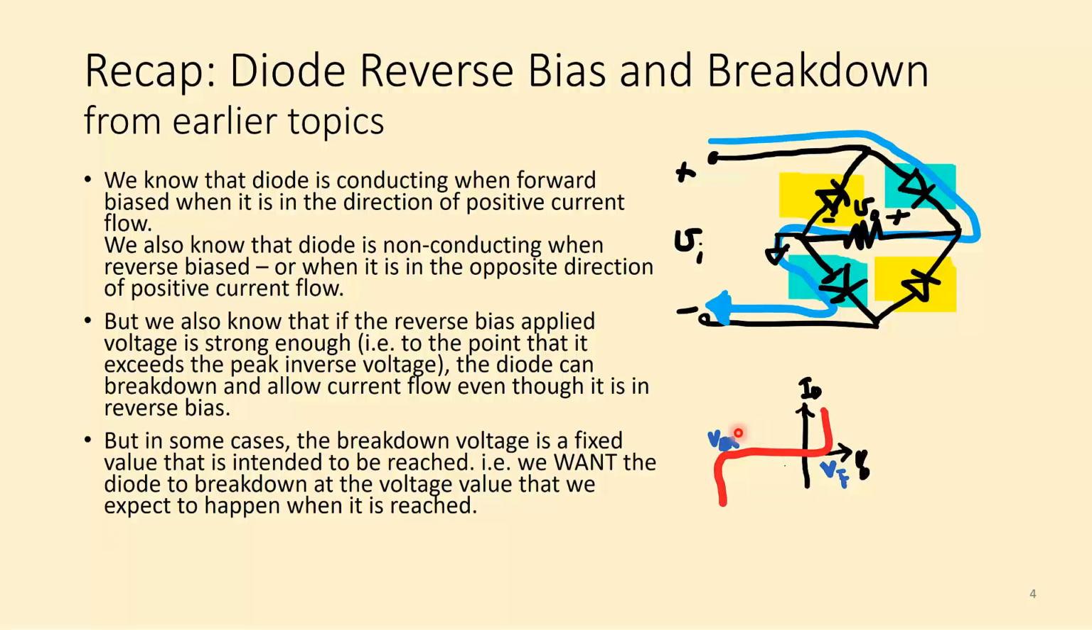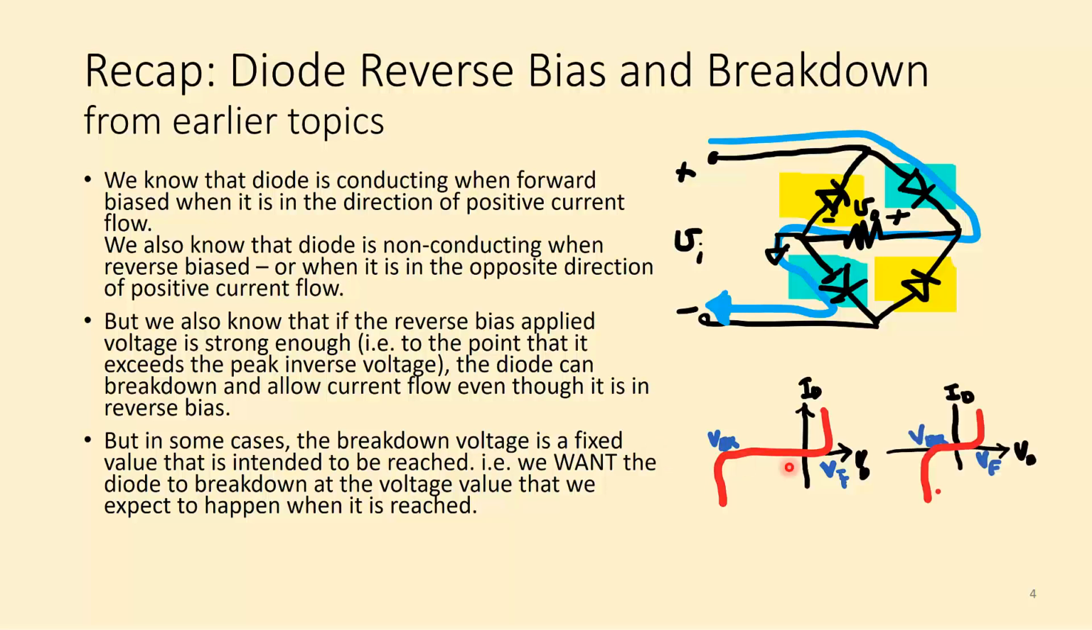But in some cases, the breakdown voltage is a fixed value that is intended to be reached, that is, we want the diode to break down at the voltage value that we expect when it is reached. In the example I gave you earlier, we do not want it to break down. But in this topic, we want it to break down. When a device breaks down, it doesn't mean that it is damaged. It simply means that it is allowing current to flow when it is reverse biased.